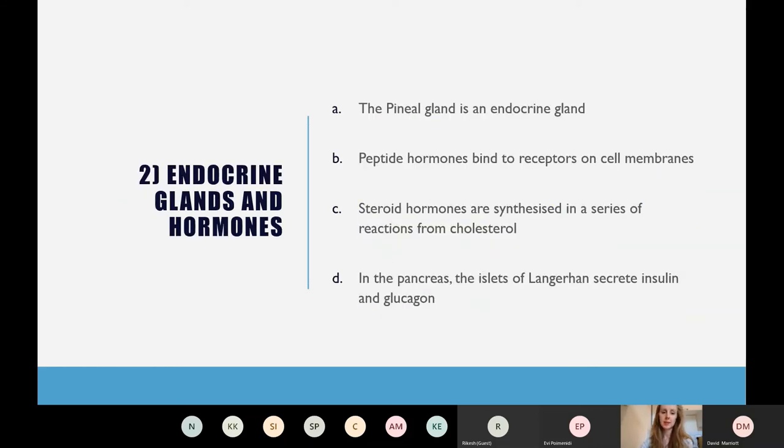So then second MCQ, again another true false regarding the endocrine glands and hormones. A, the pineal gland is an endocrine gland. B, peptide hormones bind to receptors on cell membranes. C, steroid hormones are synthesized in a series of reactions from cholesterol. And D, in the pancreas, the islets of Langerhans secrete insulin and glucagon. Again, I'll give you 30 seconds or so.